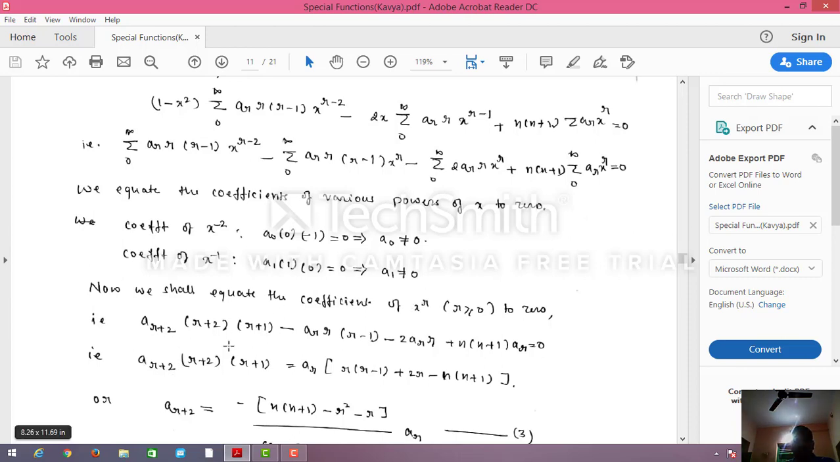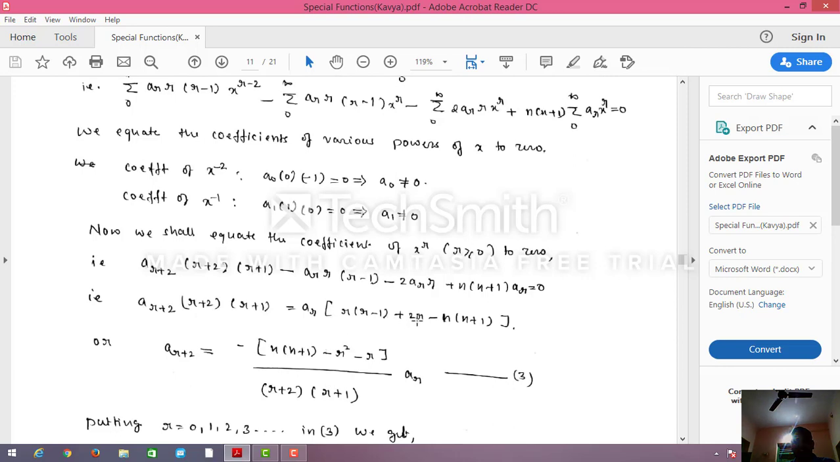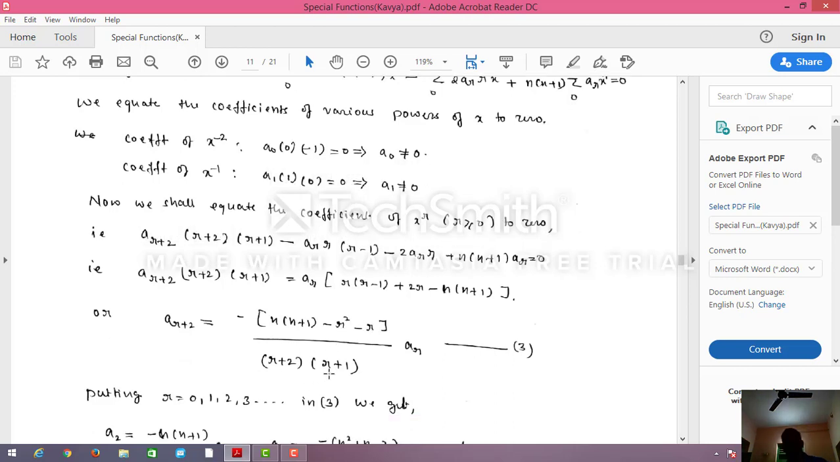here, ar plus 2 into r plus 2 into r plus 1 equal to, I am sending this one this side, ar I took outside, r into r minus 1 plus 2r. If you send this side, you will get plus 2r minus n into n plus 1. Now, ar plus 2 I will keep this side, then r plus 2, r plus 1 if you send this side, it will divide. You will get, taking minus outside, n into n plus 1 minus r square minus r, divided by r plus 2 into r plus 1, into ar. This one I am treating as equation number 3.